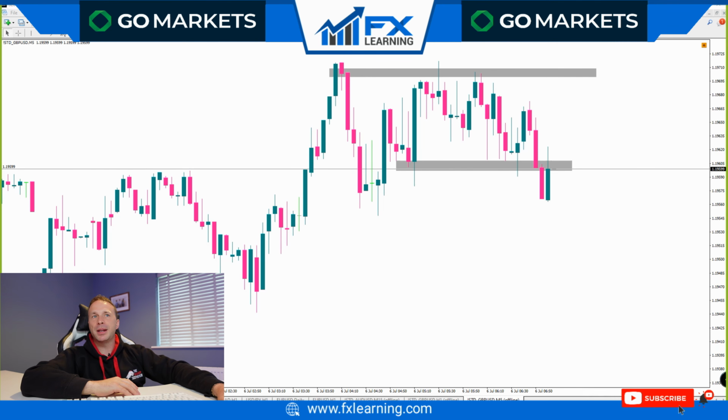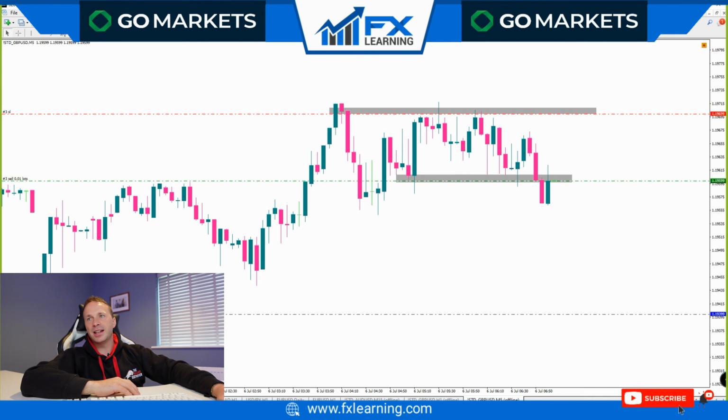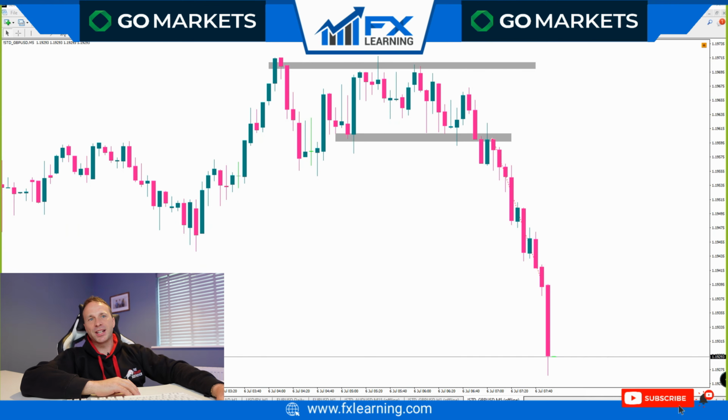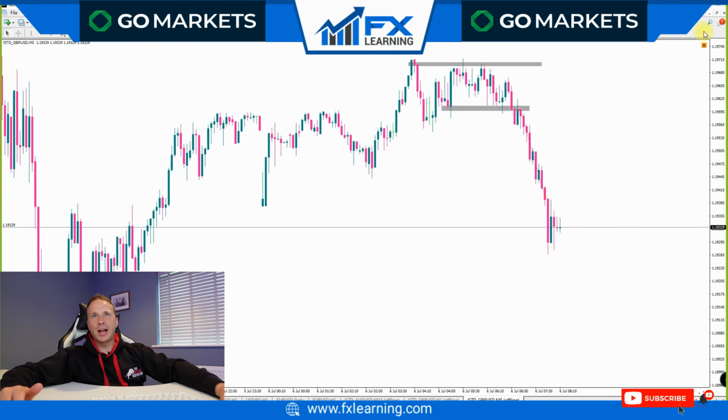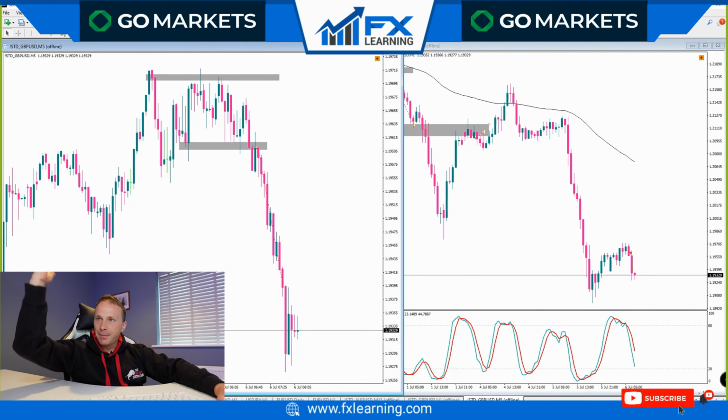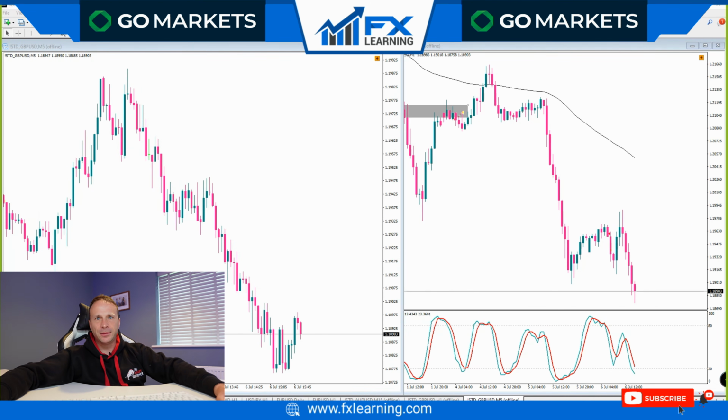So a nice little 10 pip stop loss, 20 pip take profit. Let's see if we win the trade. Nice. That's better, isn't it? That's better. Okay. So nice. We've done that one there. Beautiful. So let's carry it on again. Let's do one more setup here.